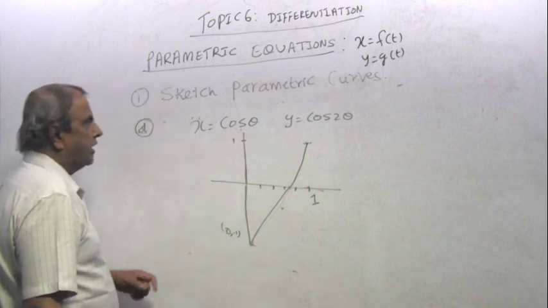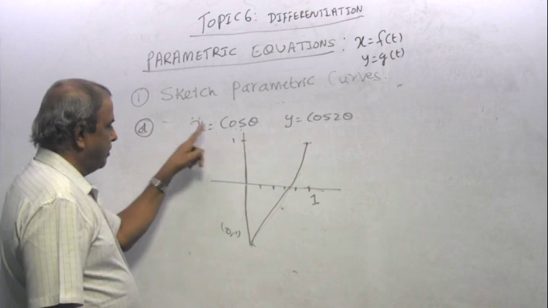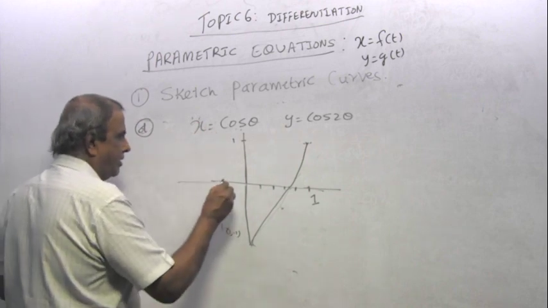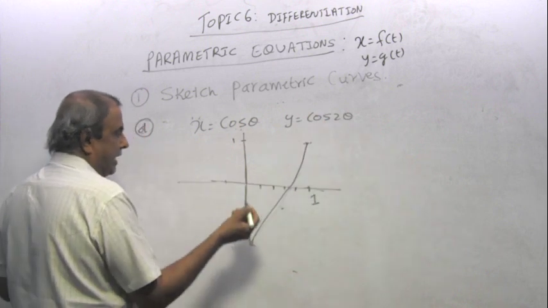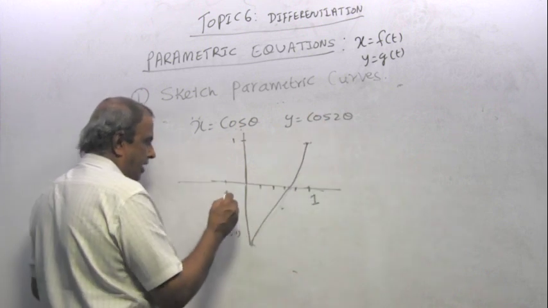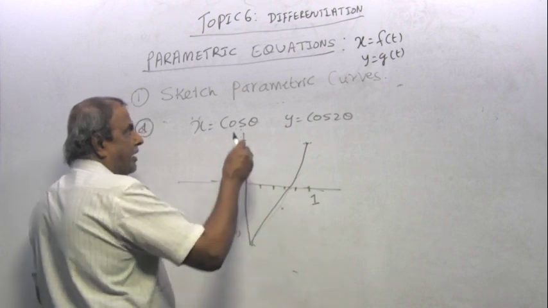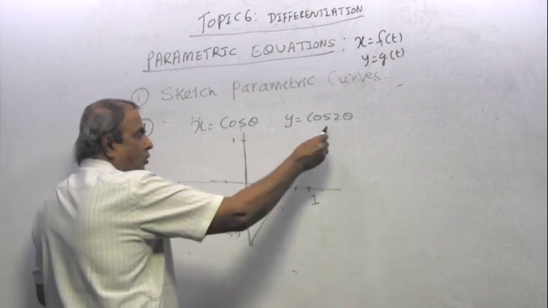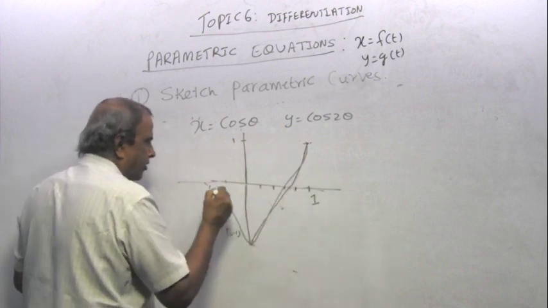What happens beyond that? When x is, say, 120, it's minus half, and then y is 240, minus half. So minus half, minus half. At x equal to 135, x is minus 0.7, y is 0. So do you agree this graph comes like that and goes like that?